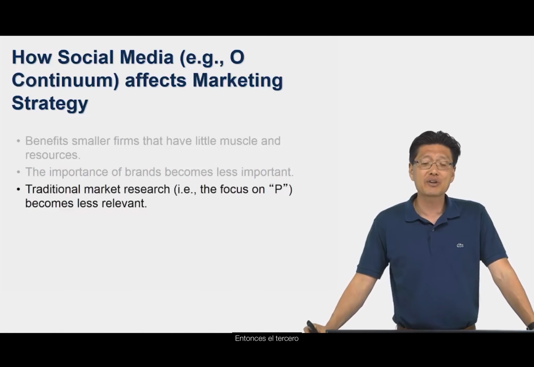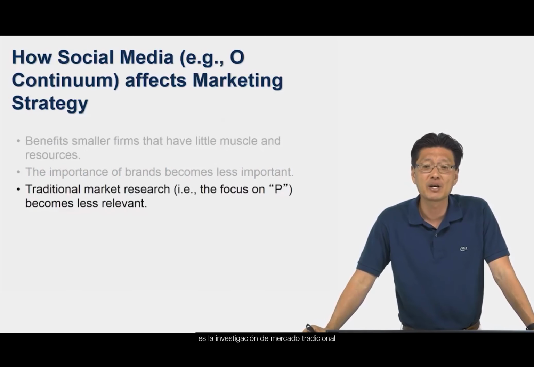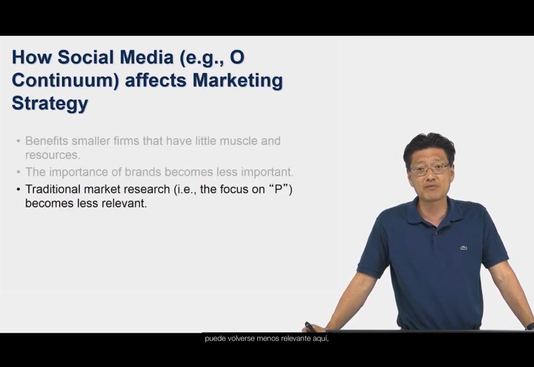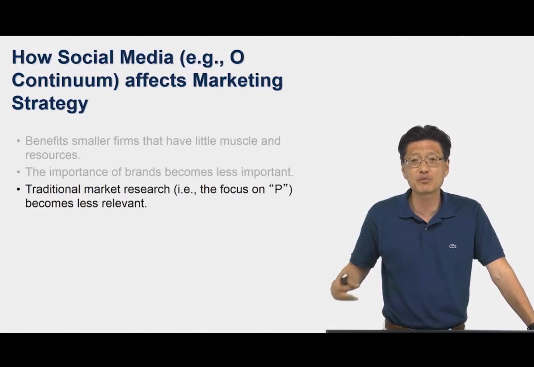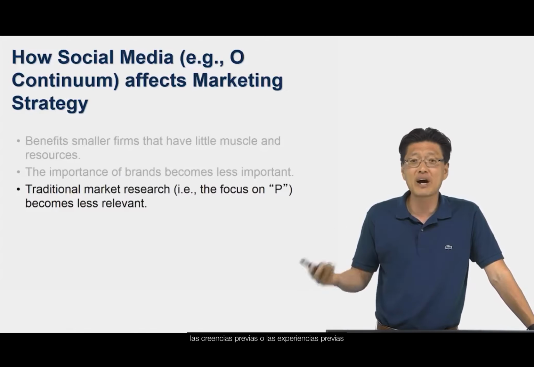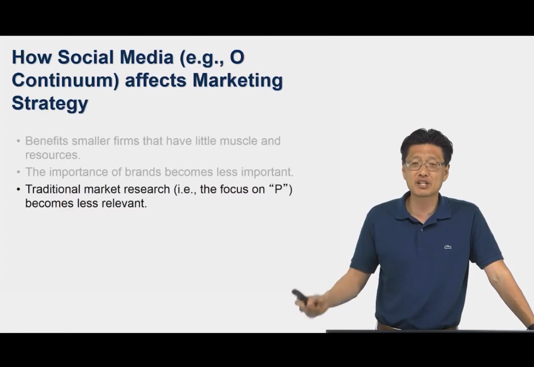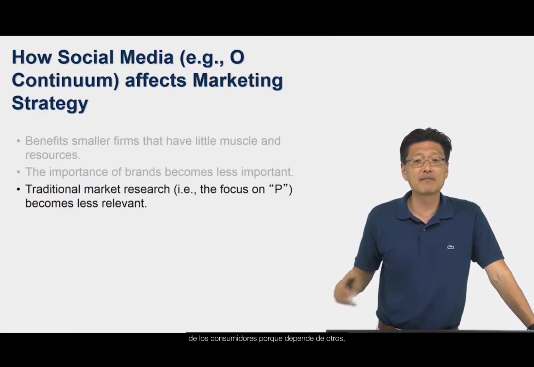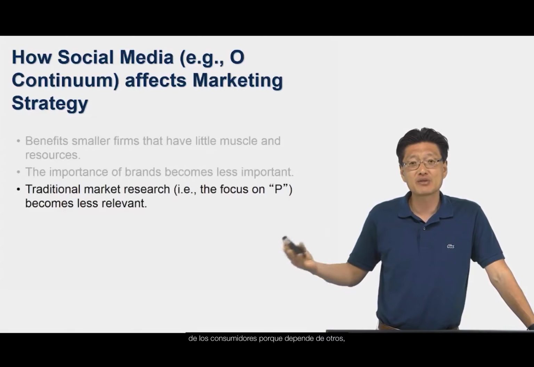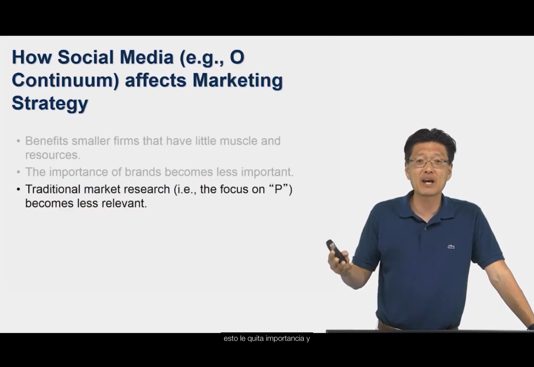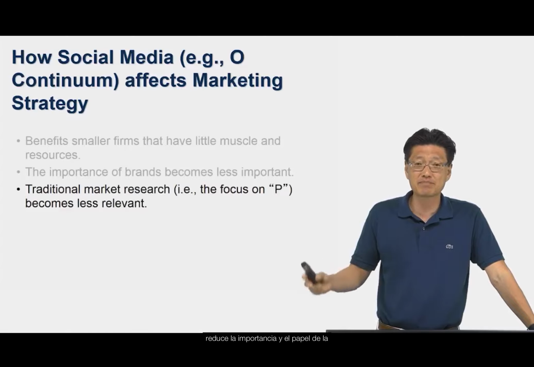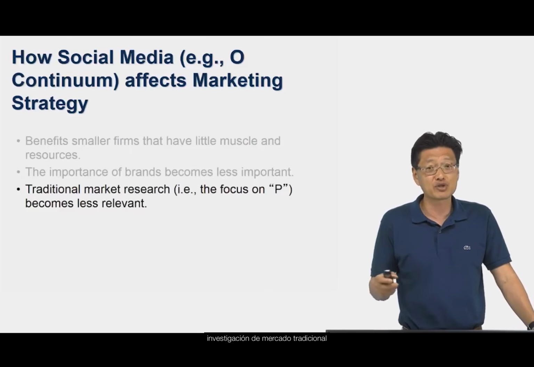So the third is traditional market research may become less relevant. Here, traditional market research would be the focus on P's, because one of the goals of traditional market research is to influence the prior beliefs or prior experiences of consumers. Because O relies on others, this reduces the importance and the role of traditional marketing research.